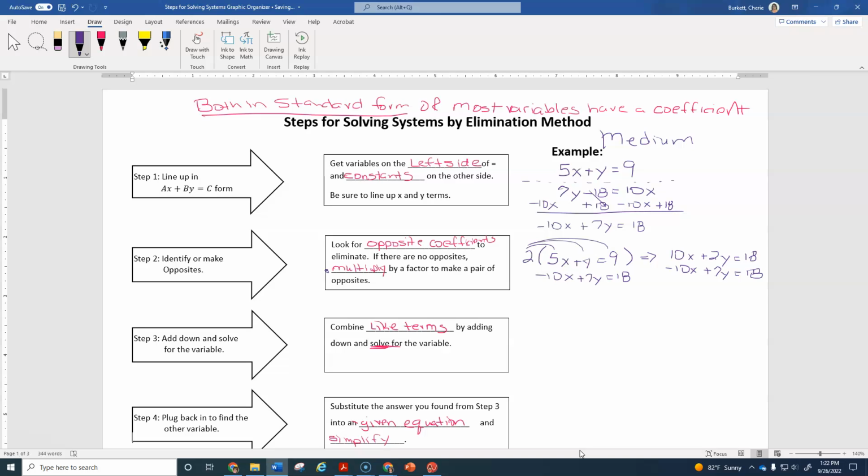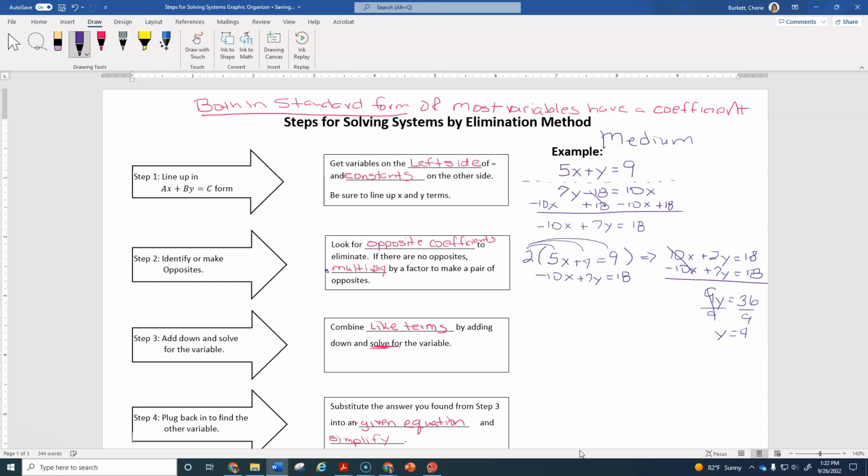So now all I have to do is follow step number 3, combine like terms, add vertically. So combine the x's together, those add together to give me 0. 7y and 2y come together to make 9y, and 18 and 18, I believe, make 36. Divide both sides by 9 to finish getting the y by itself, and y comes out to be 4.